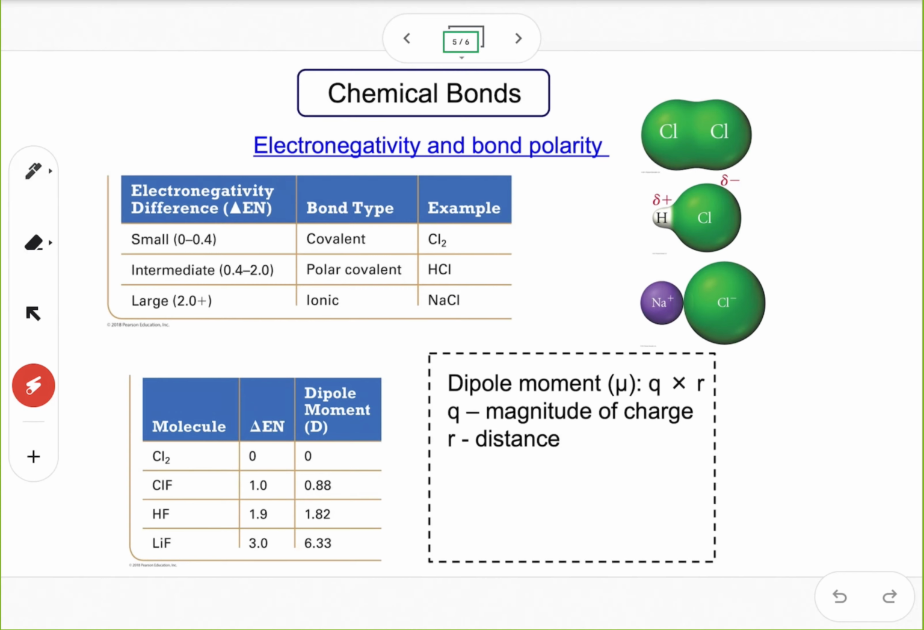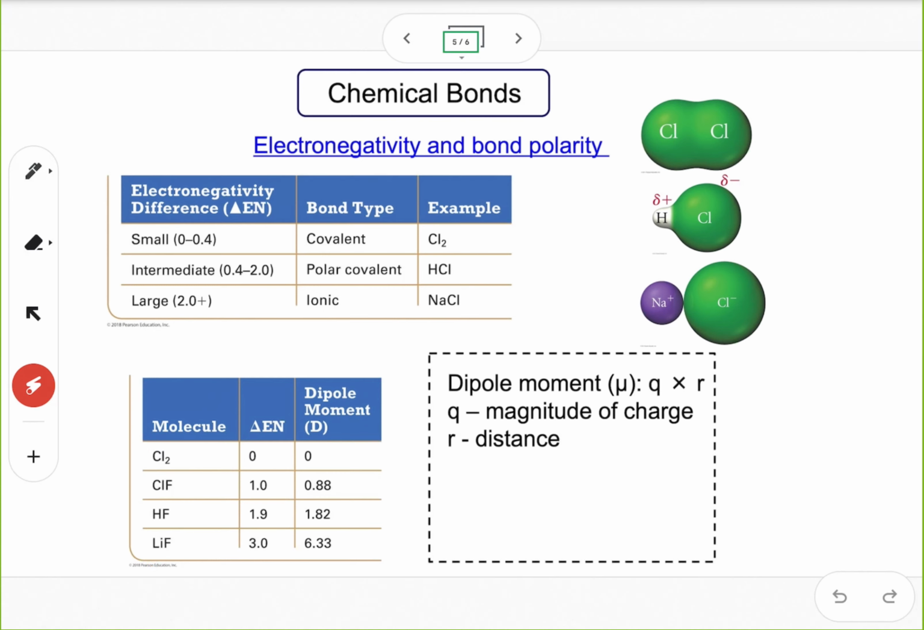Okay. All right. Before we talk about how we identify the polarity of a covalent bond, how we identify which covalent bond is more polar, let's introduce dipole moments. Okay. For dipole moment, we use mu to represent it. Here, this is the calculation equation for dipole moment. Q is the magnitude of charge. R is the distance. This equation is not required in this class. We just need to use the dipole moment to tell us how polar a bond is. Okay, so let's take a look at this table.